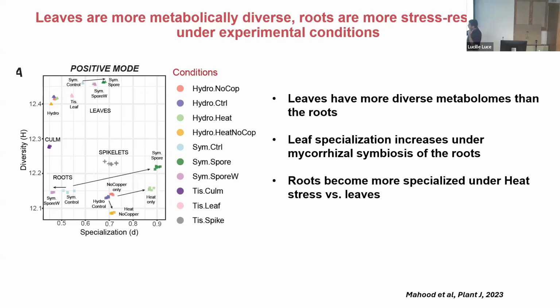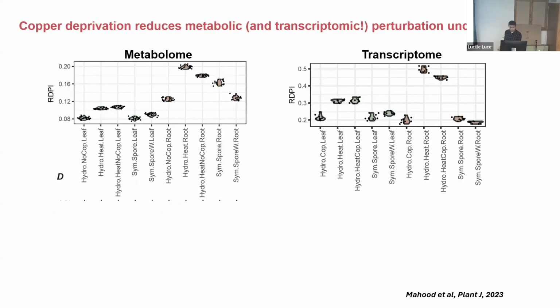But we also saw that roots are more responsive to different stresses. We see that the specialization, this is roots grown in a specific hydroponic condition, and when we apply heat stress, the metabolome becomes much more specialized. There are many more unique metabolites that show up under heat stress in the roots, which does not occur that much in the leaves. This is another representation of the same.